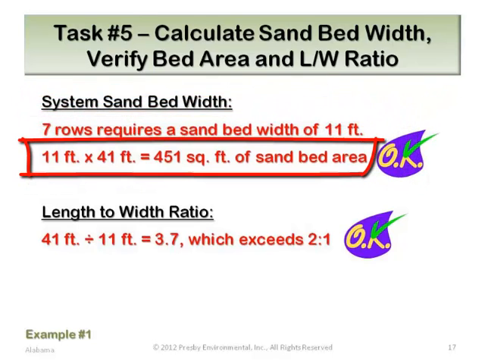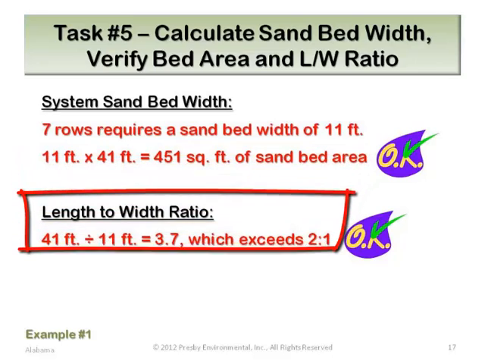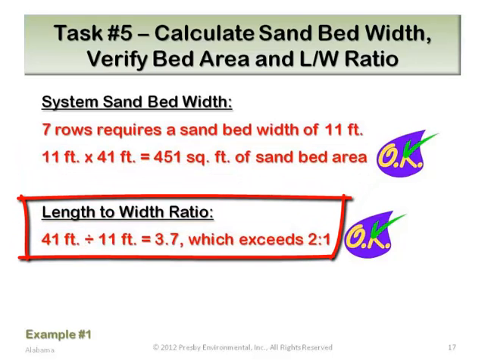Now let's check to make sure we have enough sand bed area. The sand bed length will be the advanced Enviroseptic row length plus 1 foot, or 41 feet in this example. We multiply that times our sand bed width of 11 feet and find we have 451 square feet of sand bed area in this design, which is greater than the 395 square feet required. If it hadn't been, we would increase the sand bed width or length until we had at least the required sand bed area.